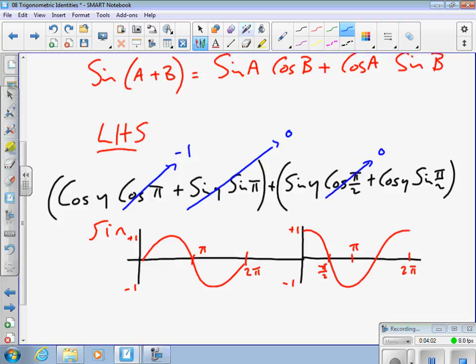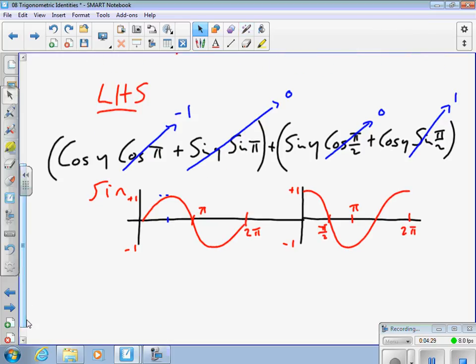And what's the sine of pi over 2? There's the sine wave. That's pi. What's the sine of pi over 2? No, that's pi. Where's pi over 2? So it's there. 1, right. 1.